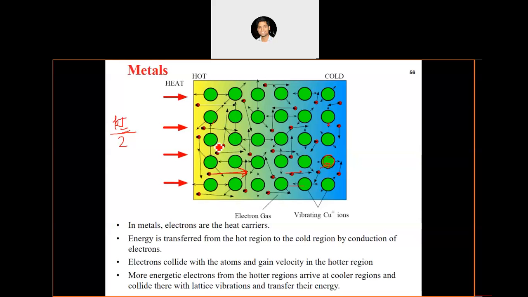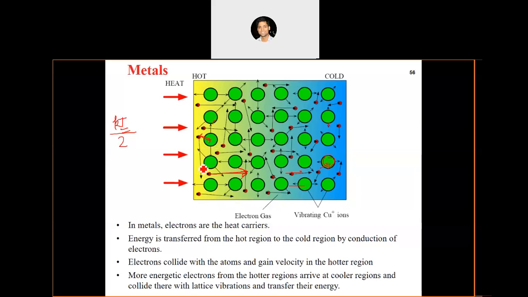The reason for that is basically this: the gain in energy of electrons is not because of the temperature. It is coming because these electrons are colliding with these atoms which are vibrating with more energy, and their energy is getting transferred to these electrons, and because of that they gain higher velocity.